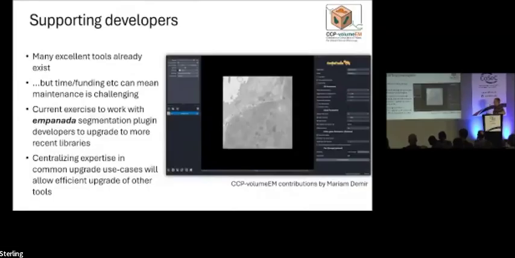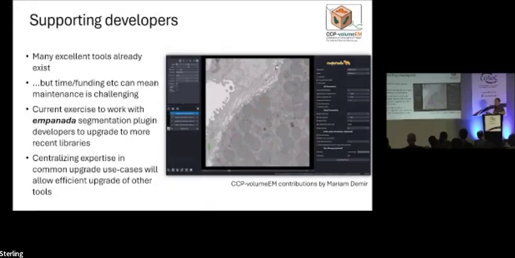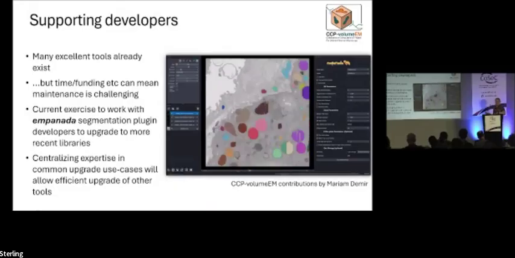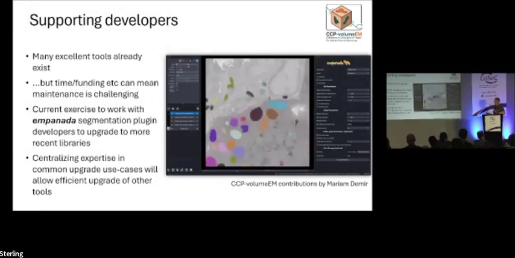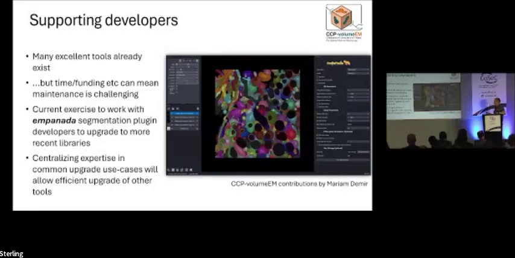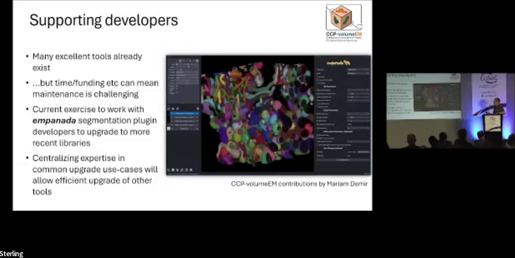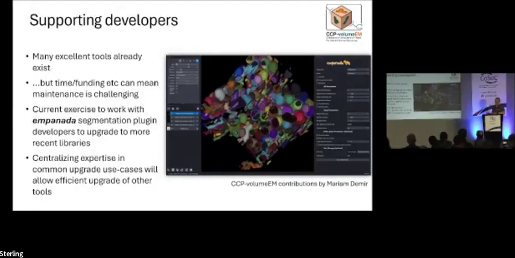One really nice example is a plugin in the Napari platform called Empanada, which uses various deep learning pre-trained models to segment different organelles within cells. And it's great. It was pre-printed a couple of years ago, and it fell into this common problem of not enough developers, not enough time to update it.